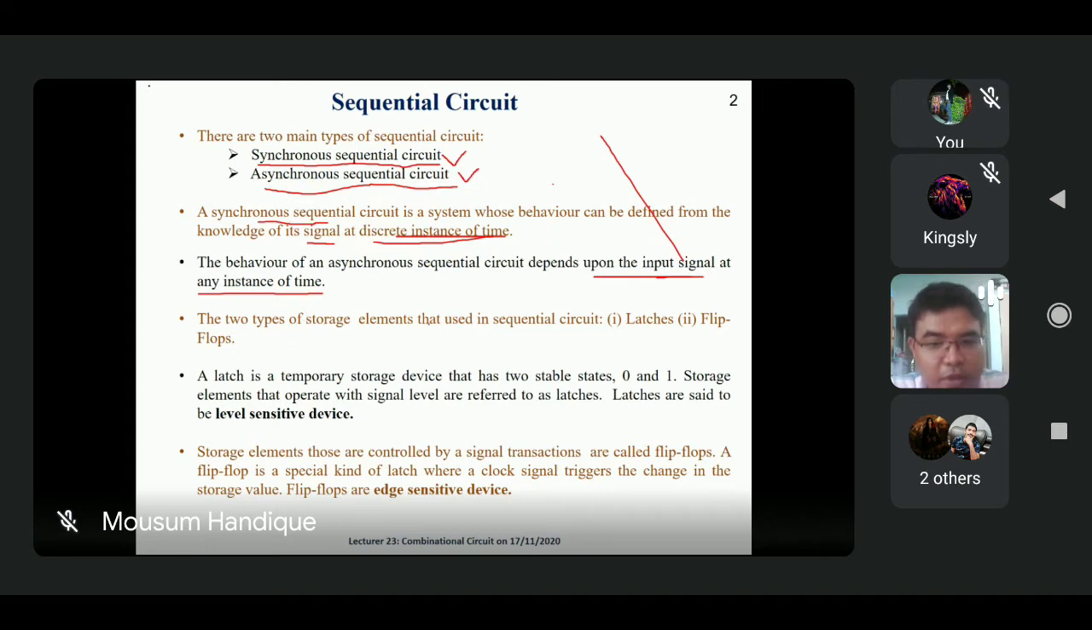There are two types of storage elements that are used in sequential circuits.